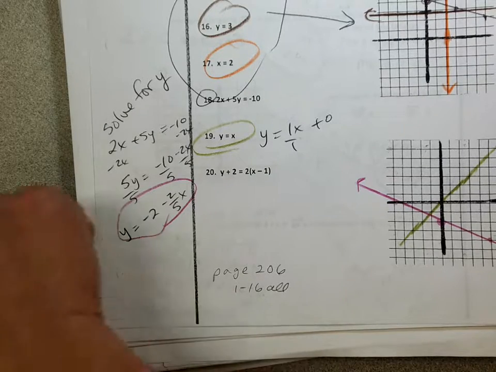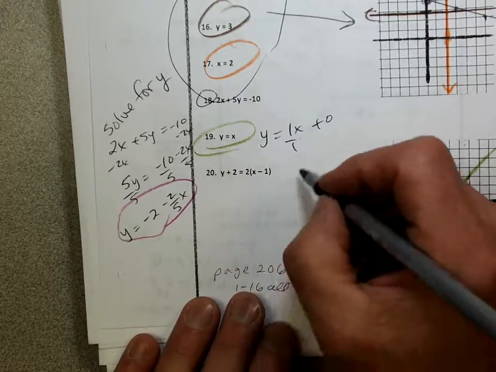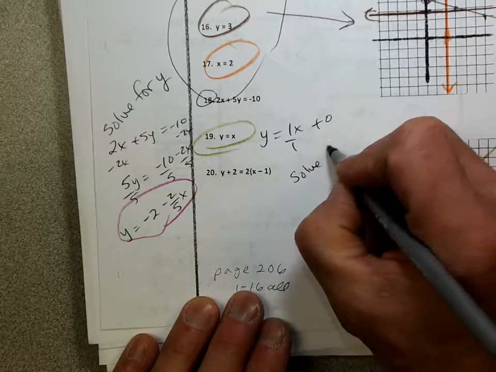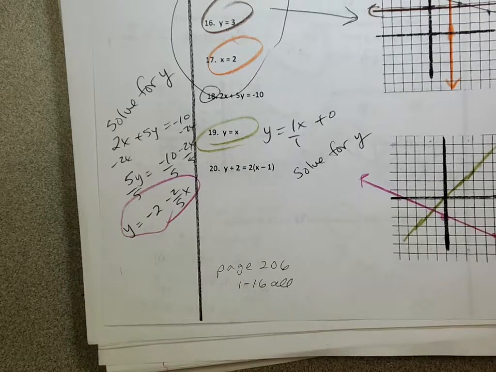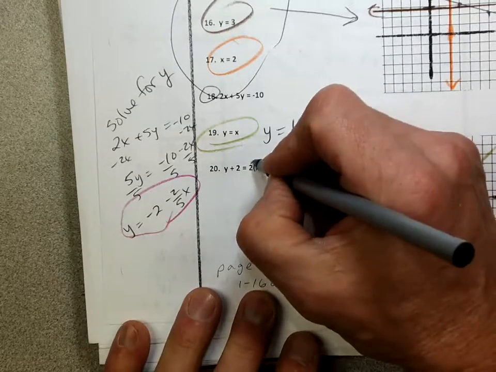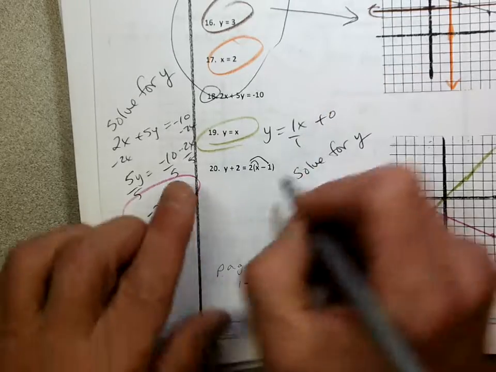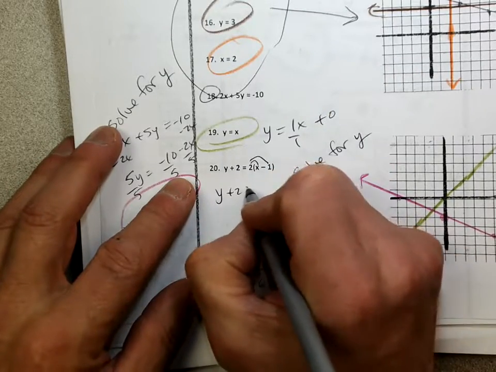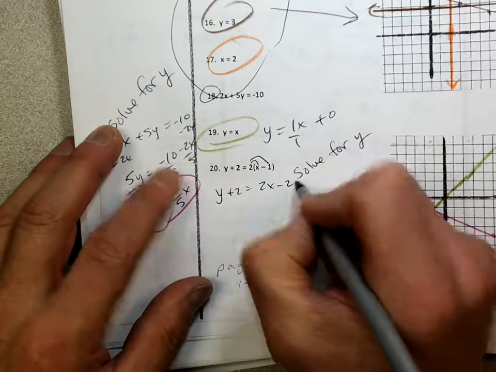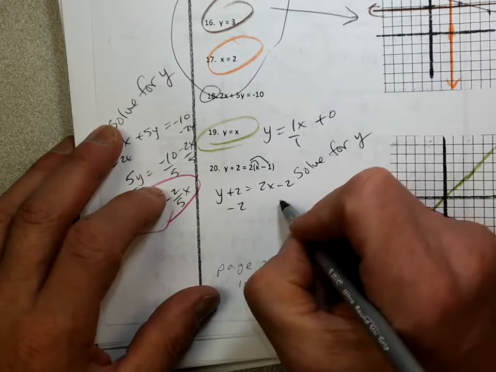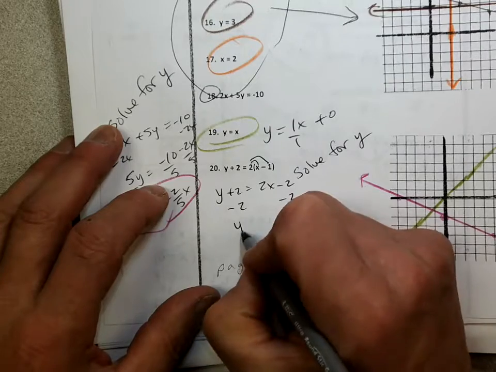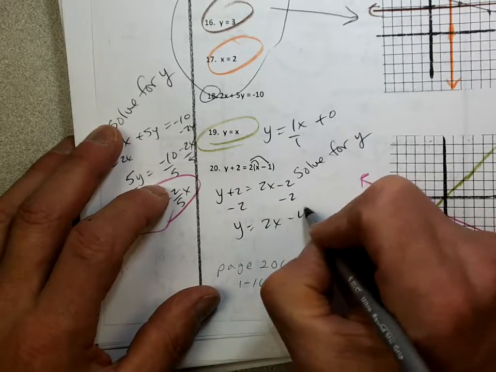All right, 20. It's not quite ready yet. So again, let's solve for y. I can do that. 2 times x, 2 times negative 1, so I have y plus 2 equals 2x minus 2, right? Minus 2, y equals 2x minus 4.